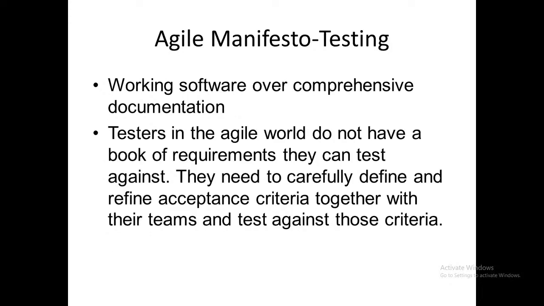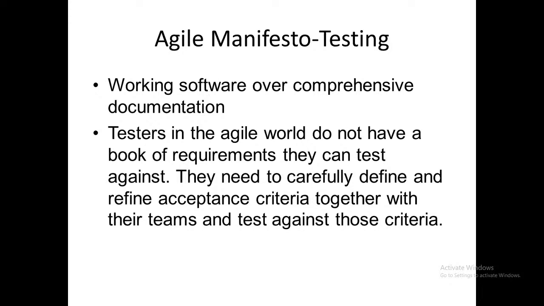And second, in the agile manifesto: working software over comprehensive documentation. So testers in the agile world do not have a book of requirements they can test against. They need to carefully define and refine acceptance criteria together with their teams and test against those criteria. If you look at agile requirements, they have only story description and acceptance criteria, story description, acceptance criteria. That acceptance criteria is a baseline for our testing.